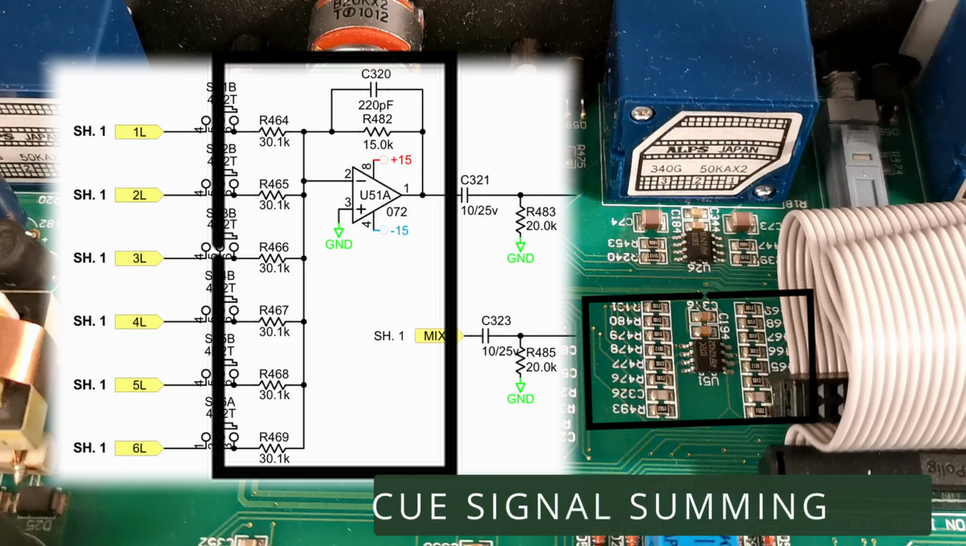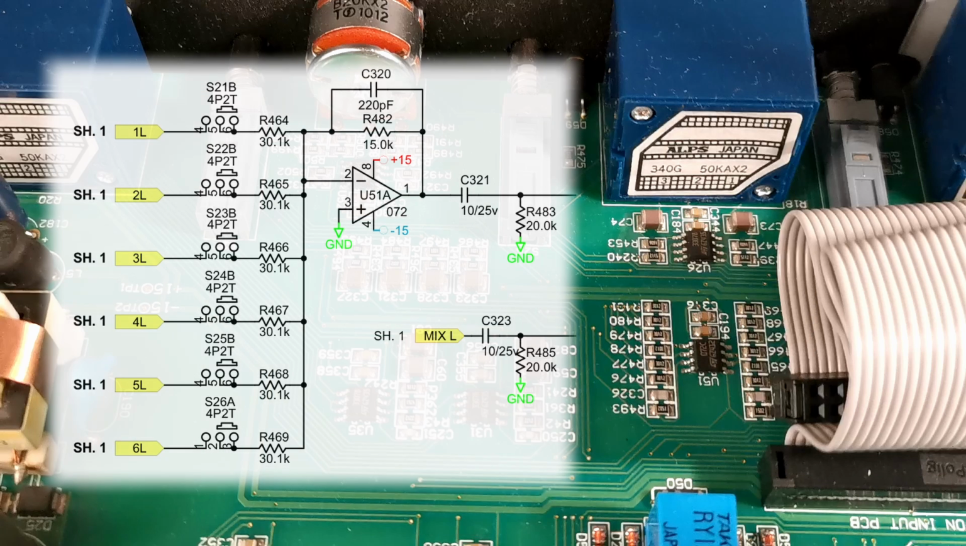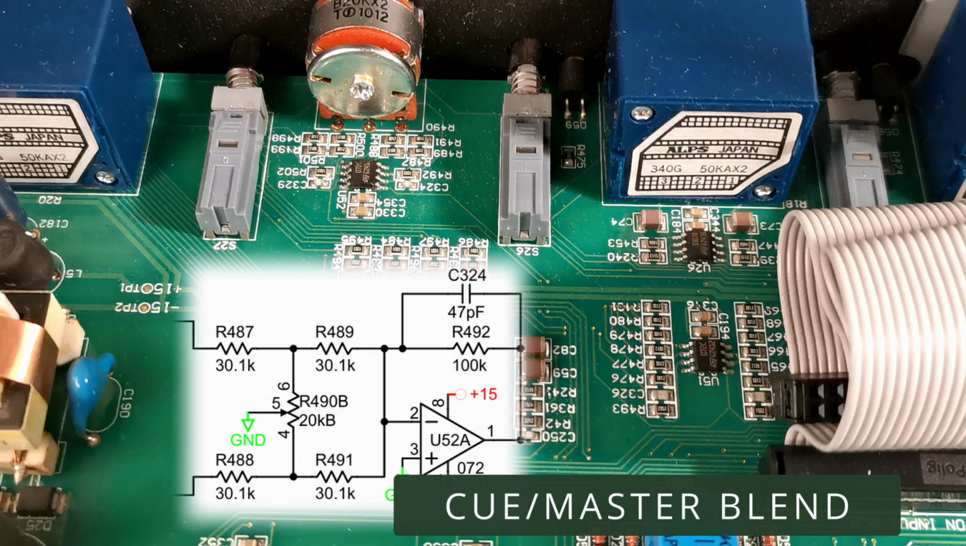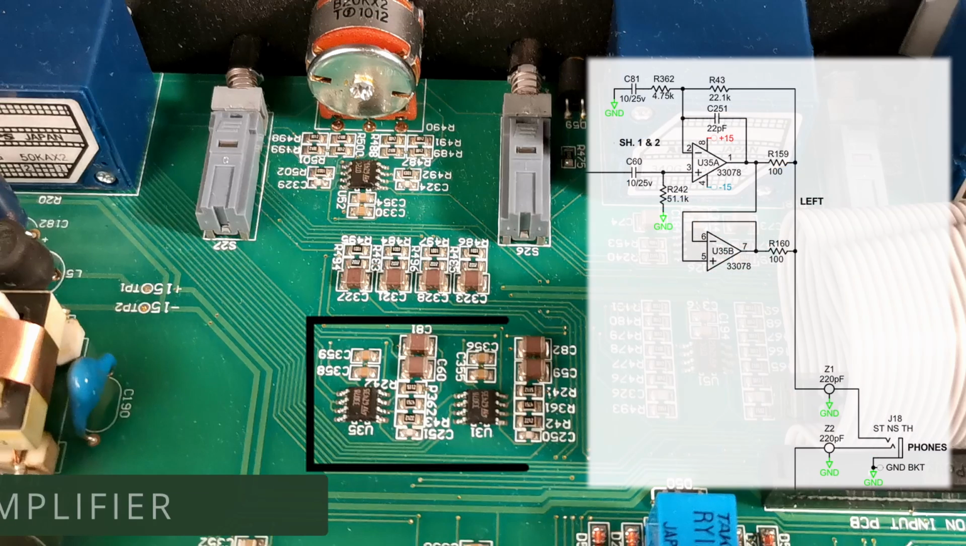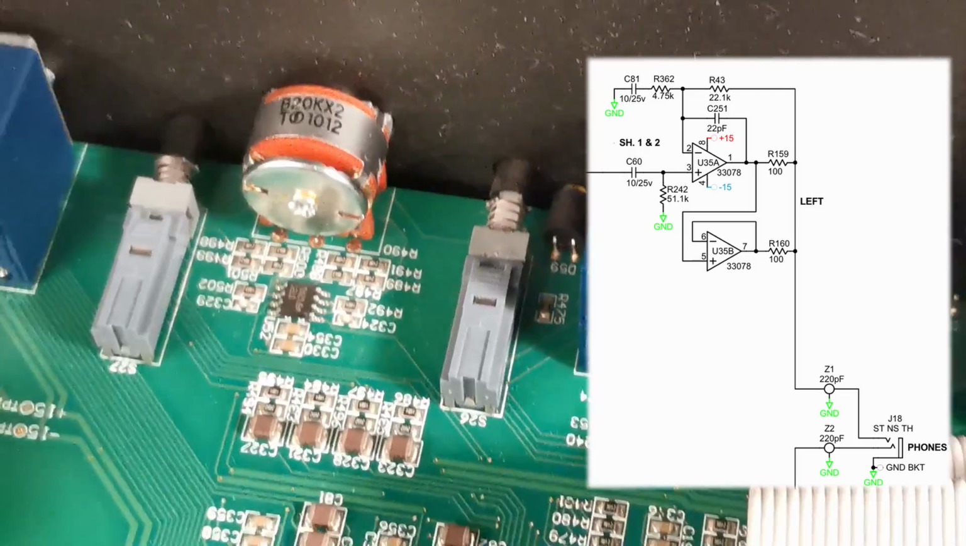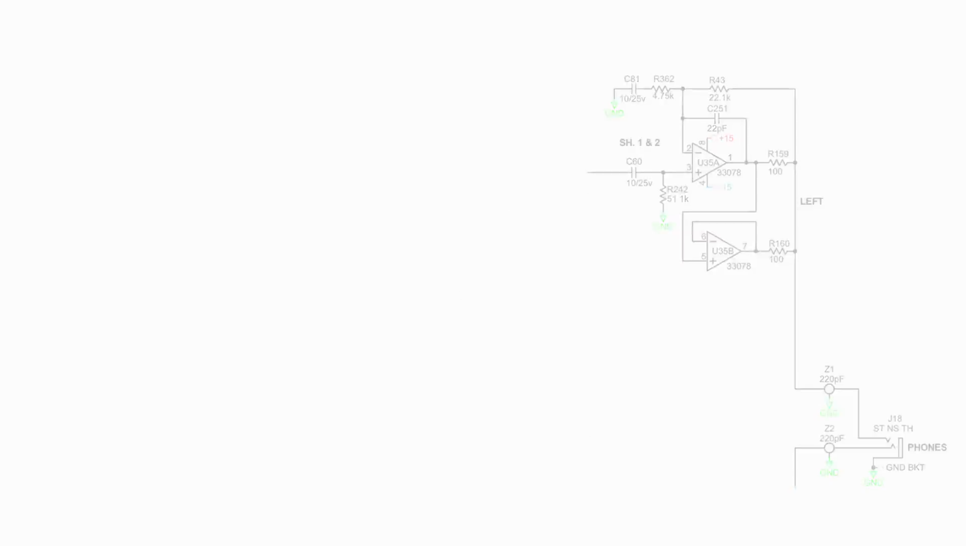Here you can see how the Q summing amp looks on the board. There's a potentiometer that works like a crossfader and allows you to blend Q and master signals. The blended signal is sent to the headphone amplifier. Every channel uses both amplifiers of 33078 chip.